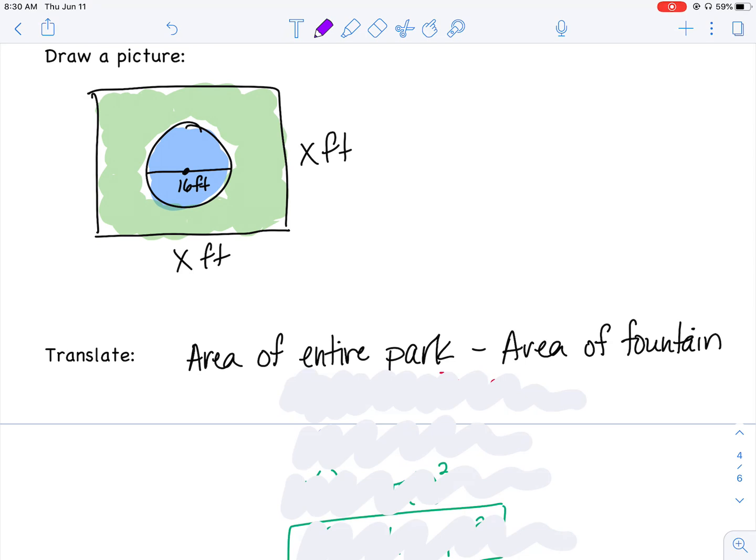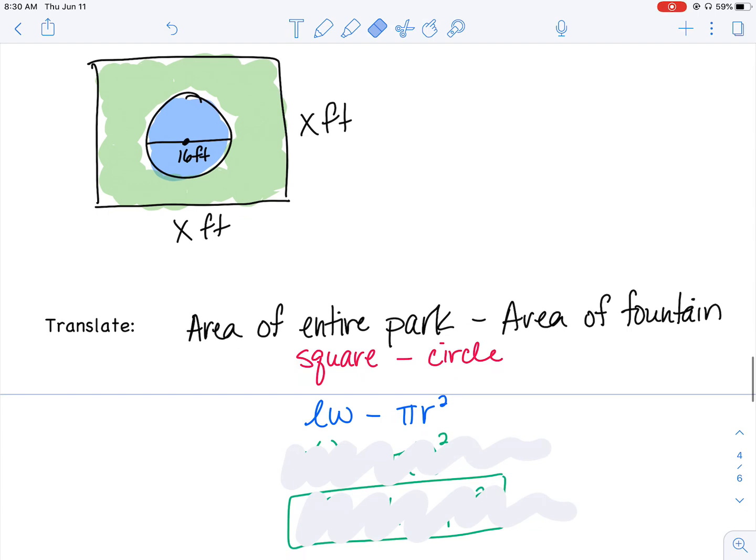Well, the area of the whole park would be the area of a square or a rectangle, which we know is base times height, or in this case, x times x. We also want to subtract out the area of the fountain, which is a circle, and we know that the area of a circle is pi r squared. So in our picture, we have the area of our square as x times x, and then we're going to subtract out the area of our fountain.